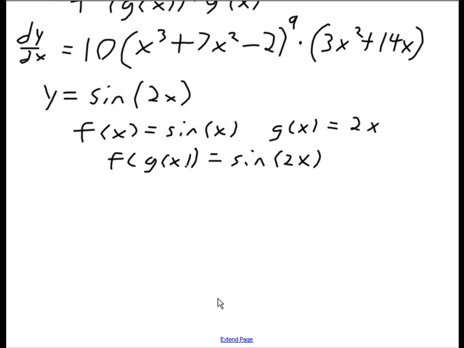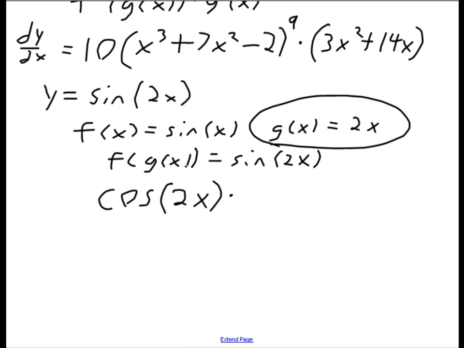f prime of x is cosine of x, but we want f prime of g of x, so it's going to be cosine of g of x, which is 2x, multiplied by g prime of x. The derivative of that is simply 2. So we get dy/dx is equal to 2 times cosine of 2x.